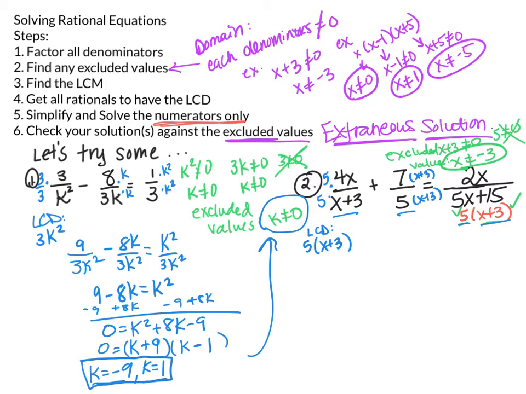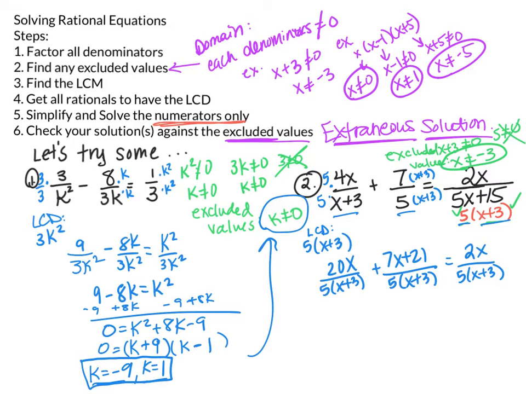All right, so let's see what that's going to look like. I'm going to get 20x over 5 times x plus 3. I'm going to get 7x plus 21, I'm just distributing that over that 5 times x plus 3. And I'm going to get 2x over 5 times x plus 3. All right, so now that they all have the common denominator, I'm going to simplify and solve the numerator only.